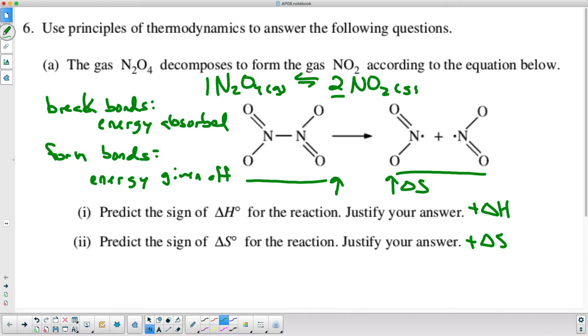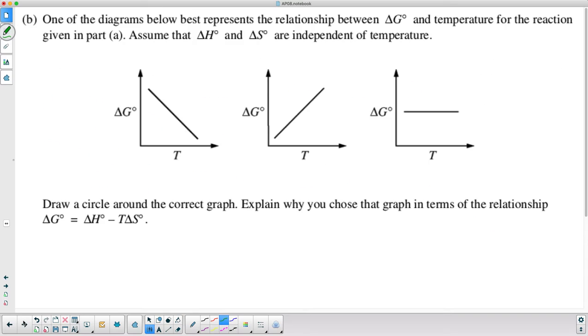So increase in temperature increases delta S, increase in volume increases delta S, increase in number of particles increases delta S. All those things increase delta S, or randomness. It says one of the diagrams below best represents the relationship between delta G and the temperature for the reaction given in part A, and assume that delta H and delta S are independent of temperature. So circle the correct graph, and explain why you chose that graph in terms of the relationship of delta G, delta H, and delta S.